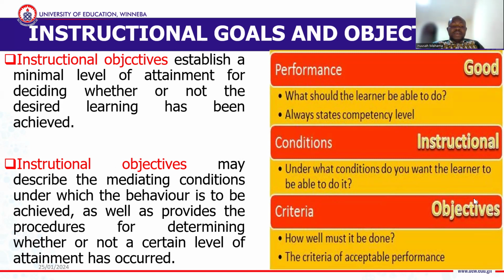Instructional objectives may describe the conditions under which a behavior is to be achieved. And equally, they could provide us the procedures or processes by which we can determine whether the behavior that we have tasked ourselves to observe or measure is being achieved. So we state it: this is what I want to achieve, this is what I want to get, and so on and so forth.